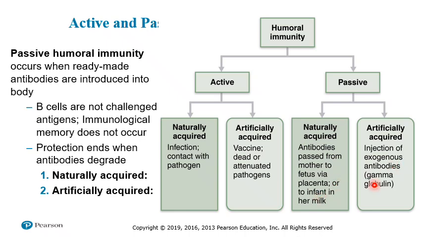And there are two types of humoral immunity. One is naturally acquired, so the antibodies are passed on to us from our mother, via the placenta or the mother's milk, and these are already natural antibodies. The one that's artificial is when you receive actual injections of exogenous immunoglobulin.